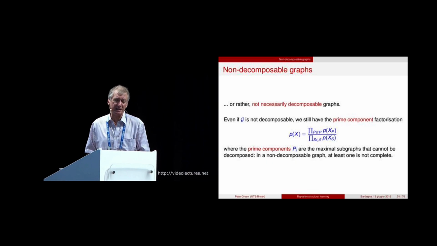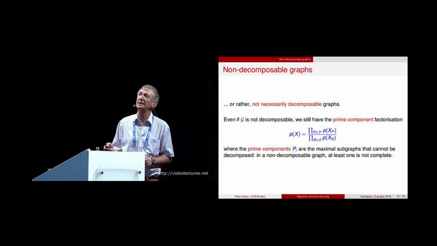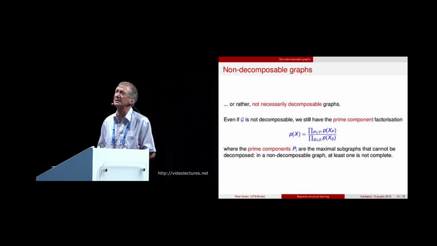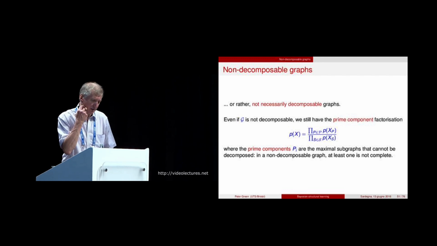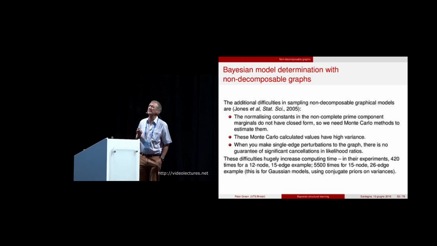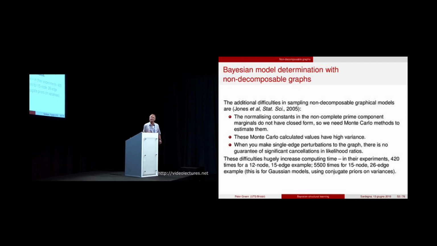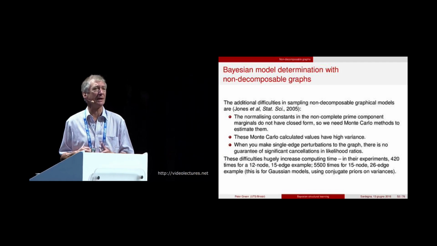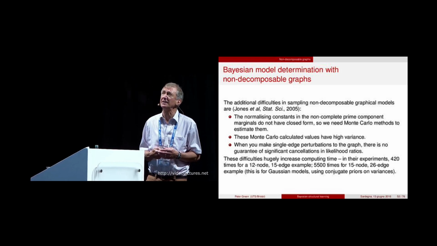Let me move on to non-decomposable graphs. Even if the graph's not decomposable, we still have a similar factorization. But the sets in the numerator now, they're called prime components. They're maximal subgraphs that can't be decomposed, in the sense I've talked about, but they won't necessarily be complete. And this was explored in a Statistical Science paper about 10 years ago. And the additional difficulties are that the normalizing constants in those non-complete prime components don't have closed form. So you have to do Markov chain sampling within each step of the main chain in order to estimate them. And those calculated values are very high variance.